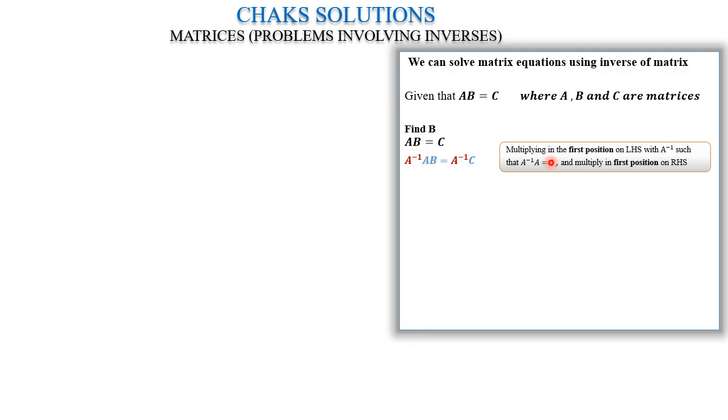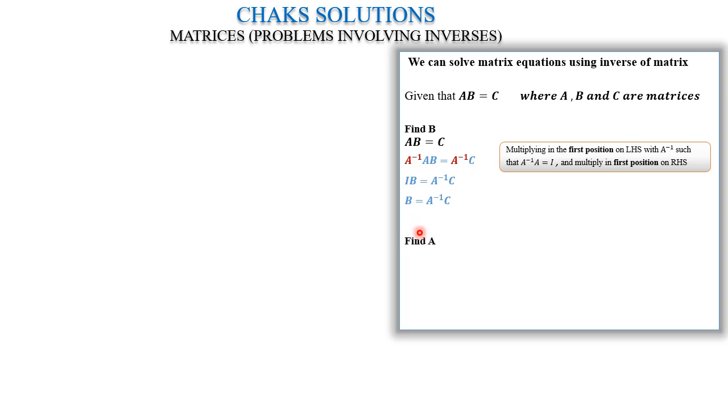So we are multiplying in the first position on the left hand side such that we have A inverse times A, which is the identity matrix. So we also do the same thing on the right hand side. We multiply in the first position. So this will give us identity matrix times B, which is equals to A inverse times C here. So B is equals to A inverse times C, since identity matrix times B will be equals to B here.